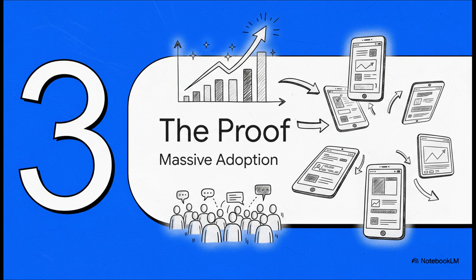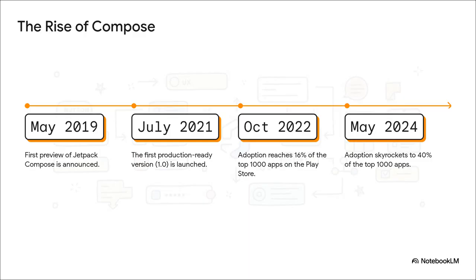Okay, so the tech is clearly impressive, but the big question is, are people actually using it? Is it catching on? The answer is a resounding yes. The proof is in the absolutely massive adoption we're seeing. I mean, the momentum here has been just staggering. It got its first preview way back in 2019, became ready for real-world apps in 2021, and from there, adoption just exploded. By the end of 2022, a respectable 16% of the top 1,000 apps on the Play Store were using it.